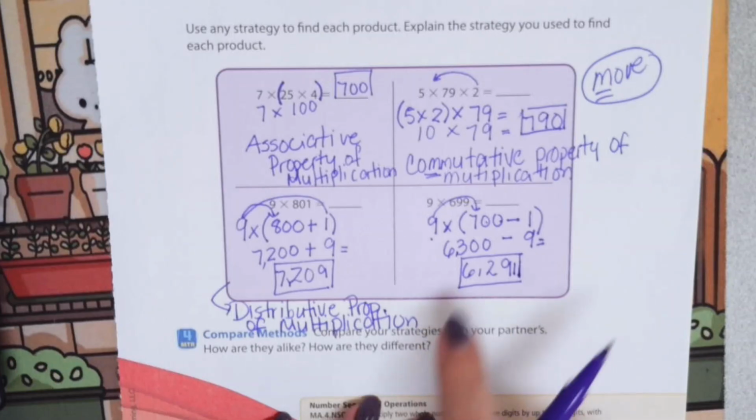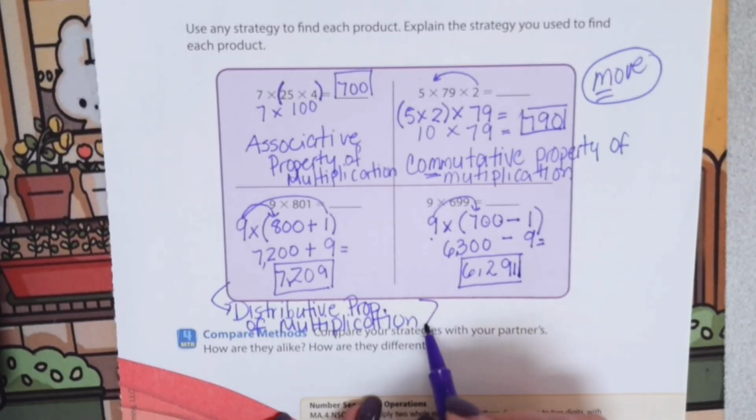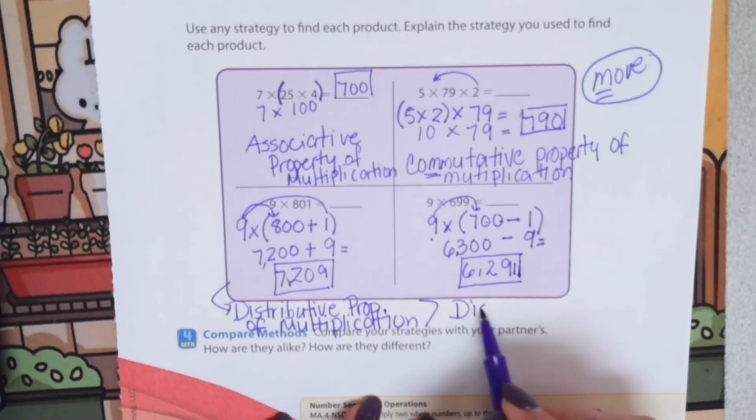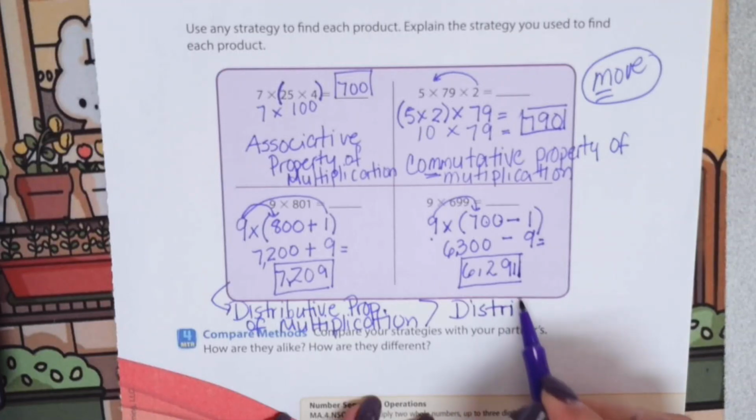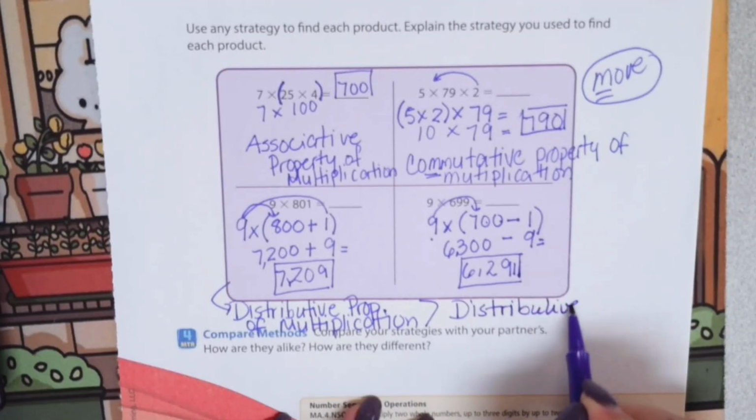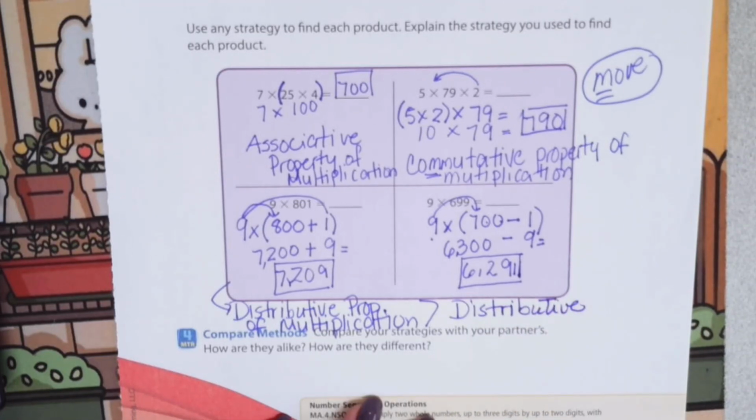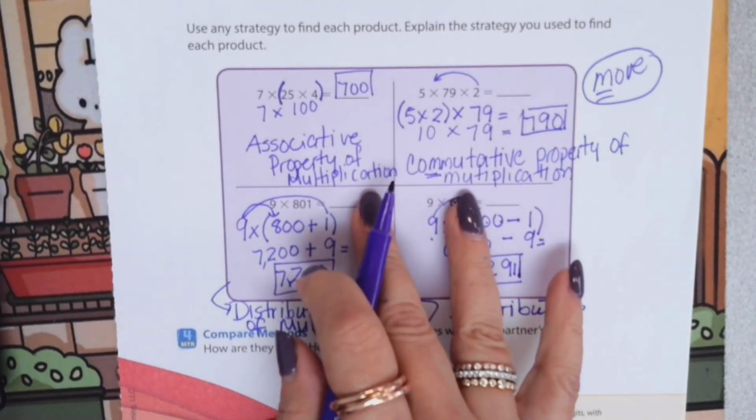Do you see this strategy? This is the same one, okay? We're still talking about distributive. Okay, are there any questions so far on this? Okay, let's do more examples.